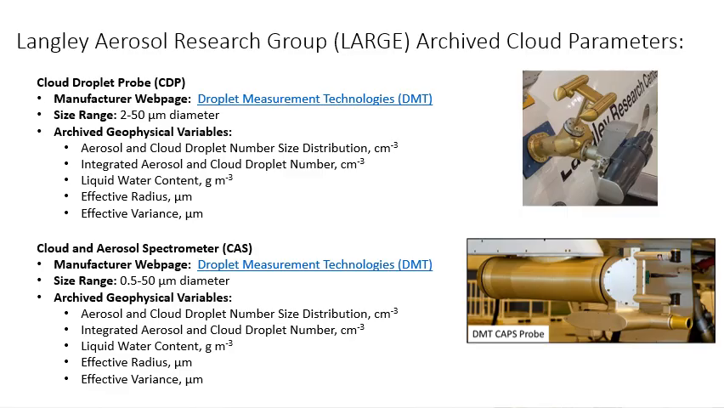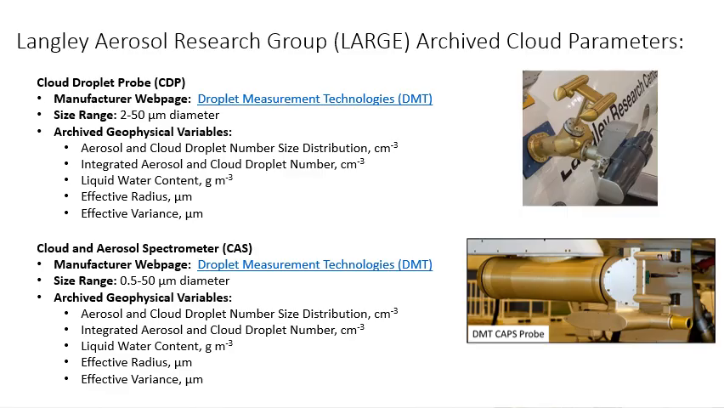So from these probes, you can see a summary of the different archived geophysical variables for each probe. From the cloud droplet probe, we're archiving the aerosol and cloud droplet number size distribution greater than 2 microns in diameter and less than 50 microns in diameter. We also take that size distribution and integrate it to get the total number of particles. And assuming a liquid water density of 1 gram per cubic centimeter, we calculate the liquid water content using the size distribution, as well as the effective radius and the effective variance.